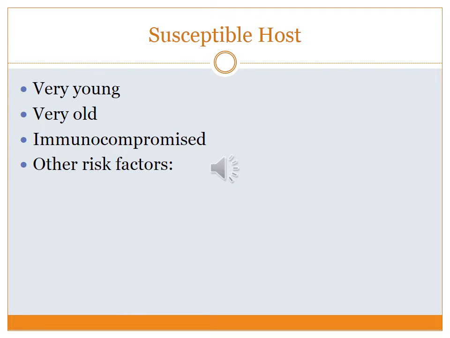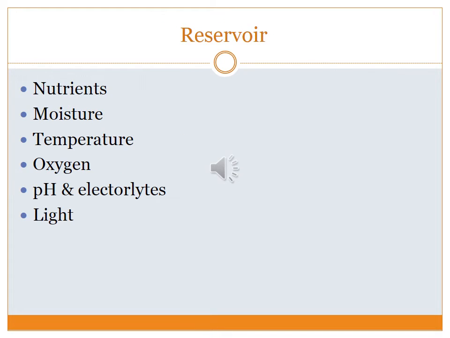Your susceptible host: very young, very old, immunocompromised. Other risk factors might be chronic illness, malnutrition, anemia, stress. And then we talk about reservoirs, nutrients, moisture, temperature, oxygen, pH, electrolytes, light. So the reservoir, this is the source of infection. It's the place where the pathogens survive and multiply, and they like warm, dark, moist areas. So that's why you need to be watching these different elements.